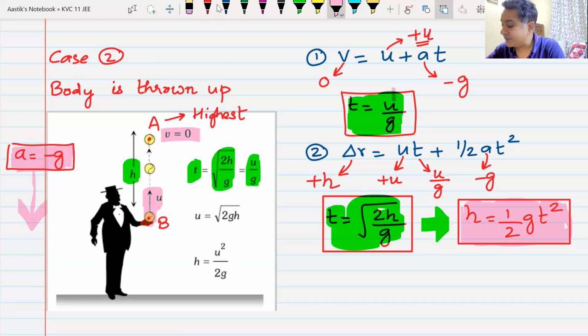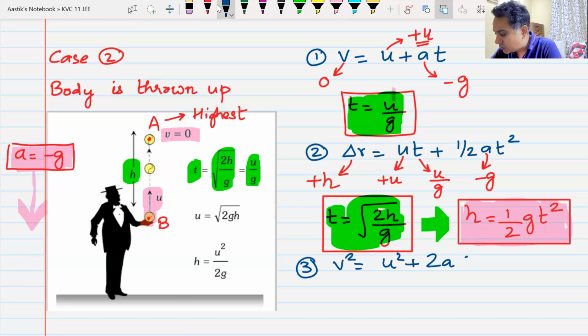So far, so good. Let us use the third equation, equation number 3. Remember, all these formulae, all these so-called shortcuts, whatever we are making, they are coming from either equation number 1 or equation number 2 or equation number 3. I'm not using any magical trick. The third equation is v square is equal to u square plus 2a into the displacement. If I put the values, I know v is 0, I know u is plus u, I know a is minus g. If I put all these values, I will get u square is equal to 2gh. Yes or no?